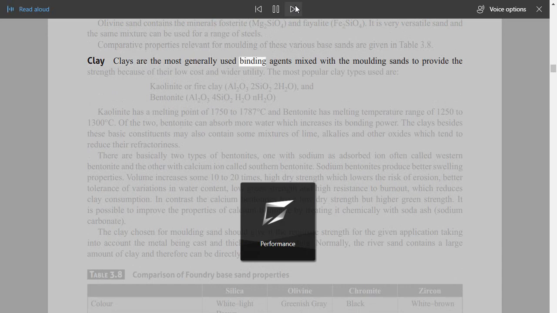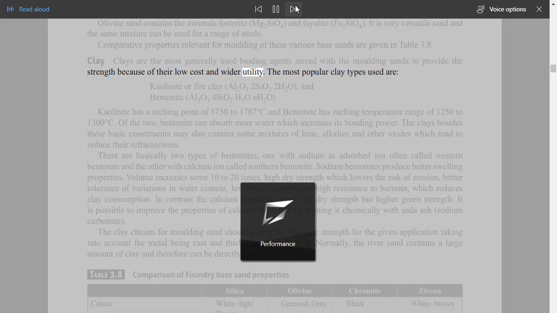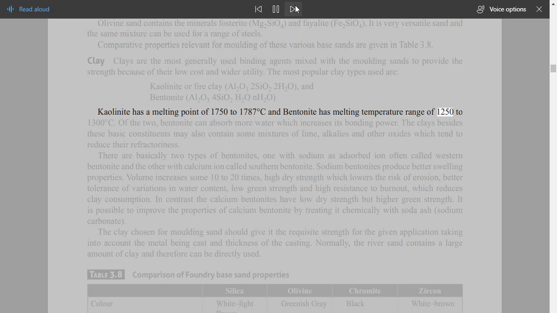Clays are the most generally used binding agents mixed with the molding sands to provide the strength, because of their low cost and wider utility. The most popular clay types used are kaolinite or fire clay, Al2O3·2SiO2·2H2O, and bentonite, Al2O3·4SiO2·H2O and nH2O. Kaolinite has a melting point of 1750 to 1787 degrees Celsius, and bentonite has melting temperature range of 1250 to 1300 degrees Celsius.